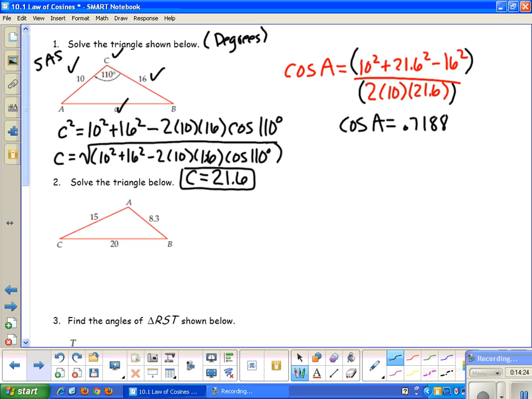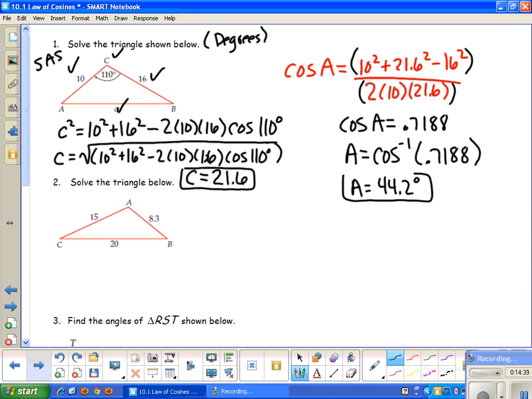So remember, in order to solve for A, we have to use our inverses. So A is equal to the cosine inverse of your answer, 0.7188. So A in your calculator would be really equal to 44.2 degrees. And again, make sure you don't round until the very end, and of course make sure you plug that in to make sure you can find that.